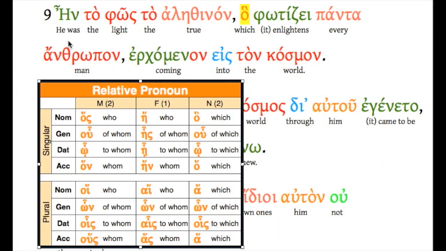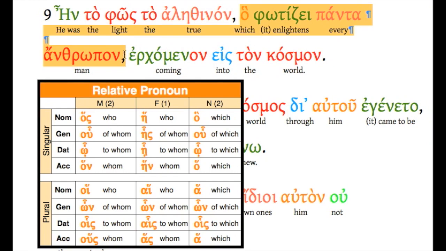Here's another example in verse 9. And once again, we have this neuter singular form of the pronoun. He was the light, the true. En to phos to alethinon. He was the true light, which ha photidzei panta anthropon, which enlightens every man. So here's our phrase, ha photidzei panta anthropon. So this relative pronoun is turning all of this into a dependent clause. It's just a single idea.